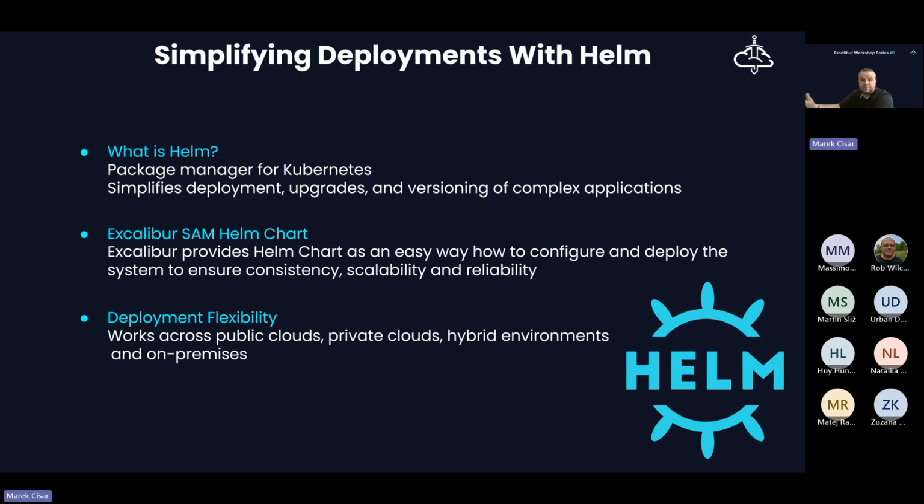It is possible not only to deploy Excalibur SAM, but also to upgrade it. So if there is a new version available, you can check within the documentation what has been changed in the release notes. If it is necessary for you to perform an upgrade, you can do so using the Helm utility.